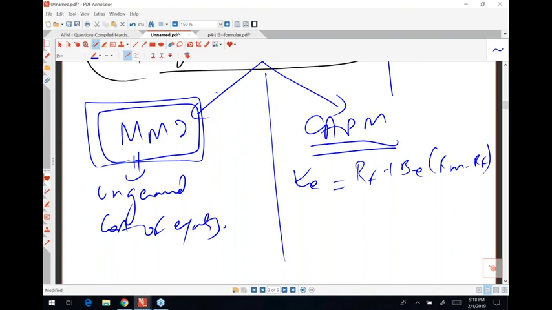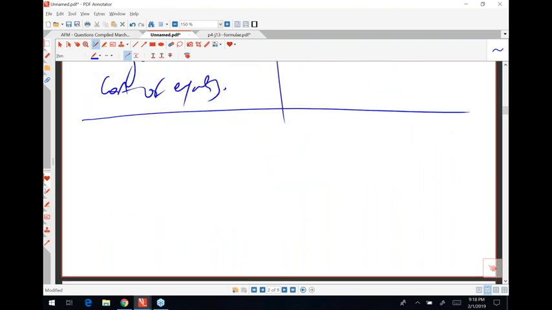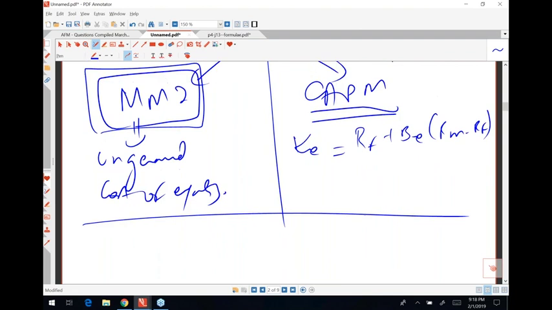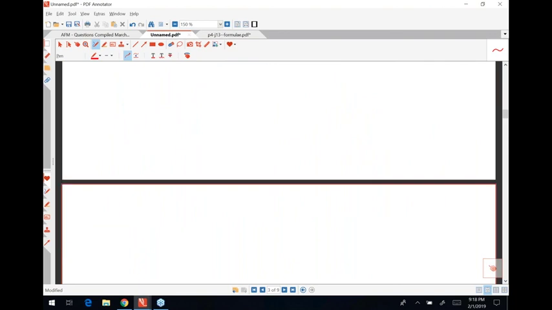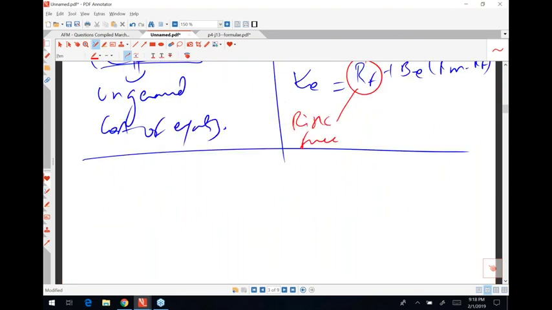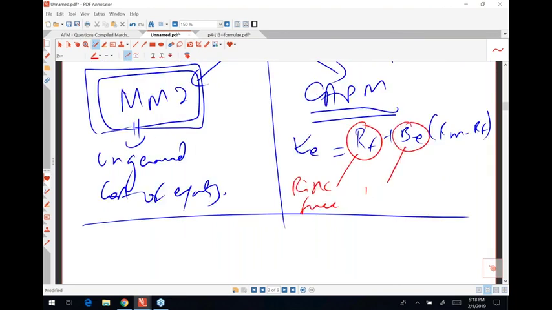Now let's discuss. When we talk about this capital asset pricing model, the one thing in the capital asset pricing model is that RF is the risk-free rate of return. The equity beta, BE, is the equity beta, and this equity beta is actually a risk coefficient.